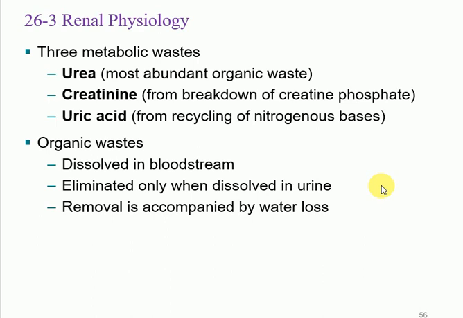Like urea is the most abundant. It comes from breaking down the proteins. Creatinine comes from the breakdown of creatine phosphate. Uric acid comes from nitrogenous bases. Do you remember the nitrogenous bases of DNA and RNA, right? So these are the different types of food that you're going to break down.